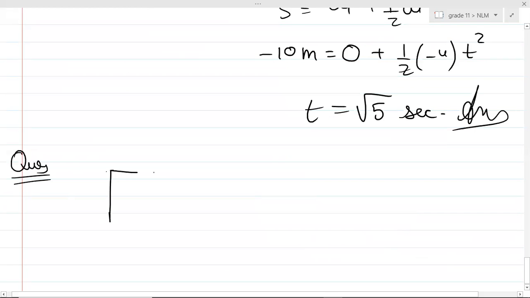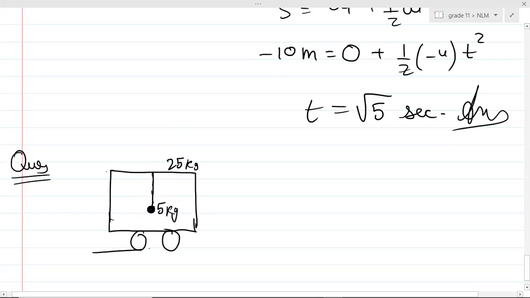There is a car or cart, whatever, a box cart, and there is a pendulum. Pendulum, you understand what a pendulum is, right? Like this. There is a string through which a bob of some mass is connected. So let us say there is a cart, and this is a bob which initially is at this particular position. Now tell me what will happen.